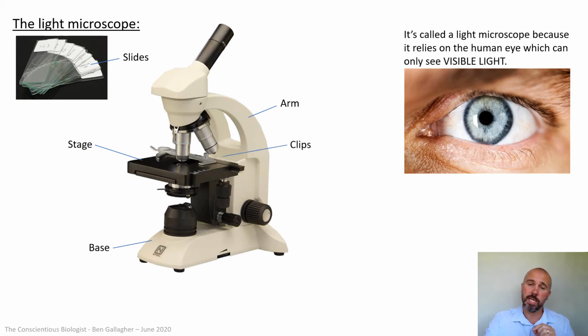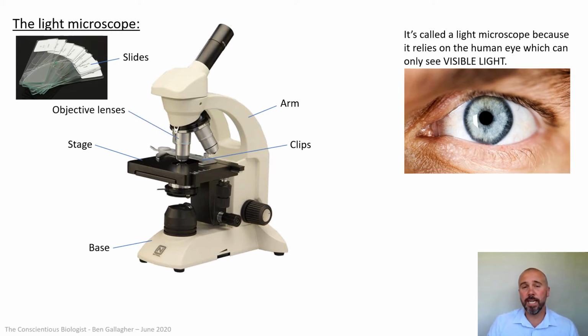You hold that slide on the stage by the clips. Now the clips can vary depending on the type of microscope. Some of them, like these, hold it from the sides and help to move the slide around. Some of them just clip on top of it to keep it in place, but there's always going to be clips on top of the stage.